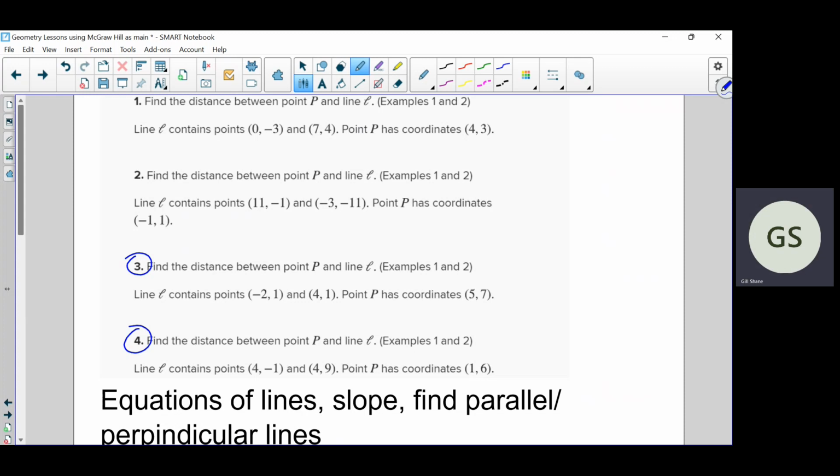Again, if you didn't hear what I said, you're doing 1 through 6 on page 215. And I did what we just did for bell work, and then the rest of it is exactly what you're doing for all 6 of them.